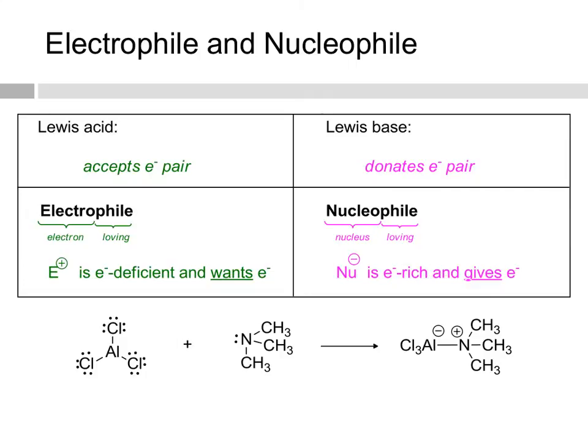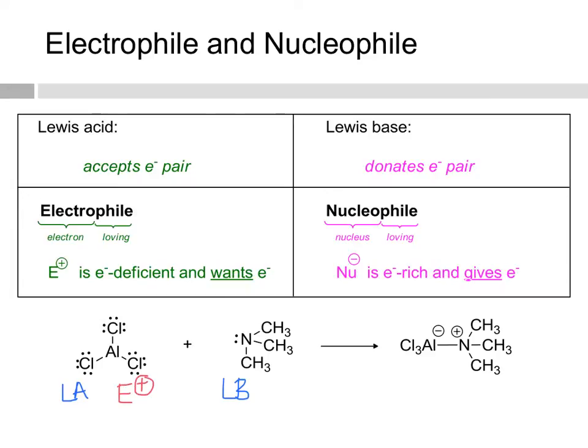So if we go back to our example reaction, we had aluminum trichloride, trimethylamine, and this was our product. So we said that aluminum trichloride was the Lewis acid, trimethylamine was the Lewis base, and they reacted with each other to give us this salt. Now if we think in terms of electrophile and nucleophile, remember that the electrophile is electron deficient. Of these two species, we said that aluminum was electron deficient and would like some electrons. So that fits the definition of electrophiles. So this is the electrophile.